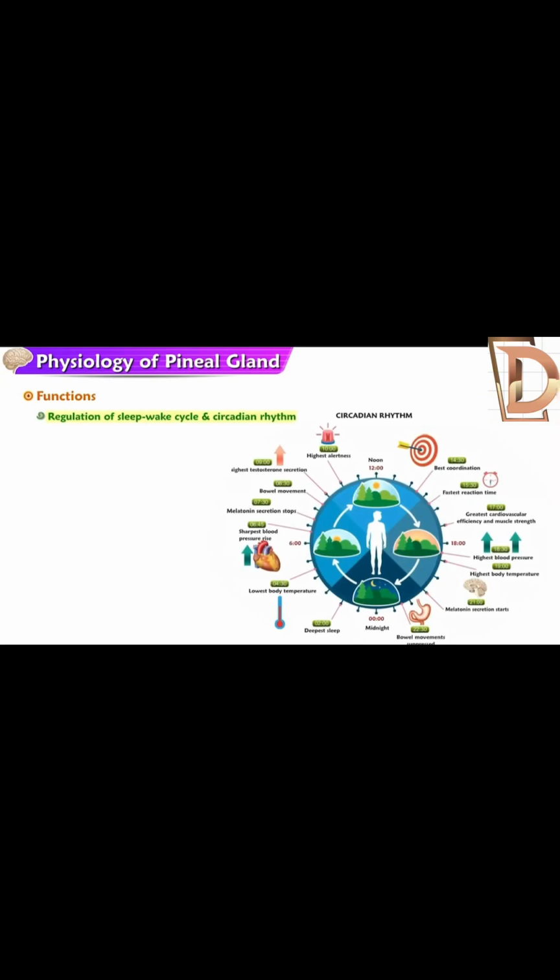Functions of pineal gland. The primary function of the pineal gland is the regulation of the sleep-wake cycle and circadian rhythm. Melatonin production is highest during the night and lowest during the day, which helps to promote sleep and wakefulness at the appropriate times. In addition to its role in regulating the sleep-wake cycle, melatonin has also been shown to have antioxidant properties and may help to protect against oxidative stress and neurodegeneration. Melatonin has also been shown to have immunomodulatory effects and may play a role in regulating immune function.